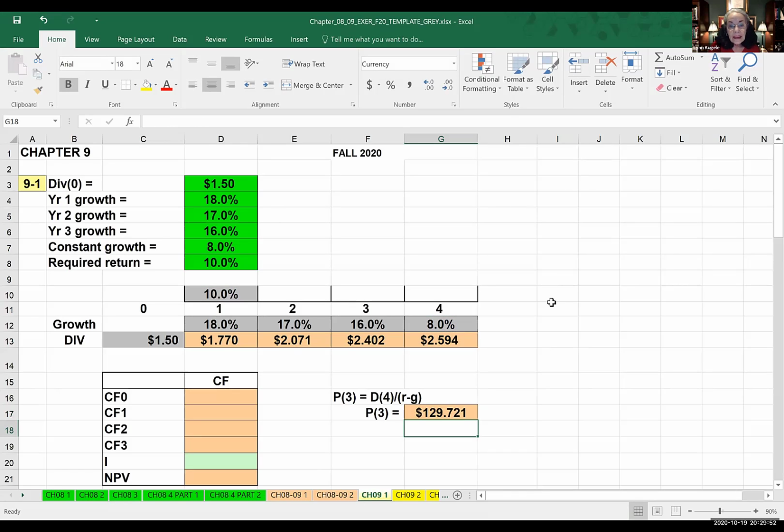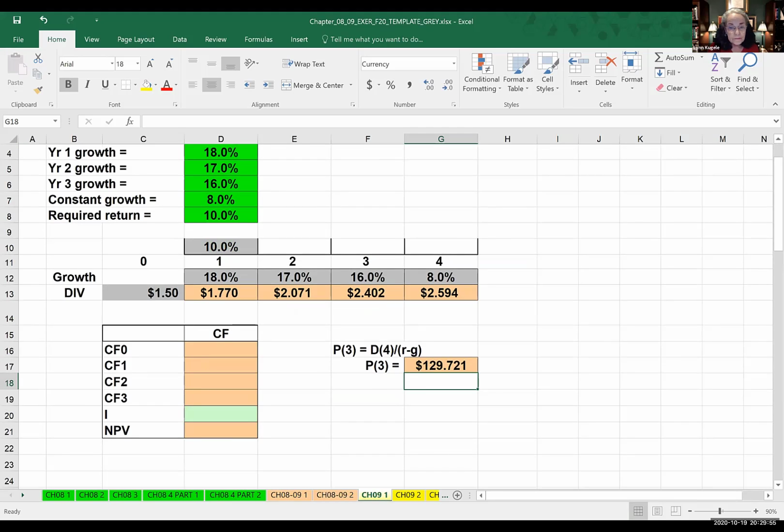129,721. Now, if you want to put them in your calculator, I can open my calculator and show you how to do it. CF0 is 0 because we don't care. CF1 is your 177. CF2 is your 2,071. CF3 is 2,402 plus 129,721, because both of these occur at time 3. Discount rate is 10%. Solve it in your calculator. I can do it for you.